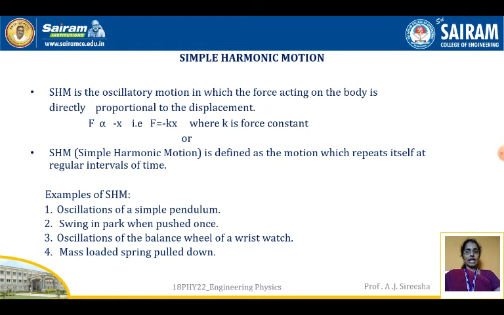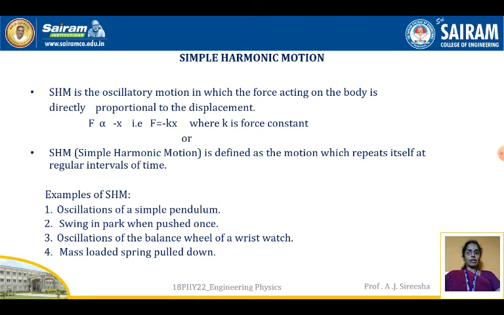A negative sign indicates the direction is opposite to the displacement. Therefore, F is equal to minus kx, where k is called the force constant. Simple harmonic motion can also be defined as motion which repeats itself at regular intervals of time.